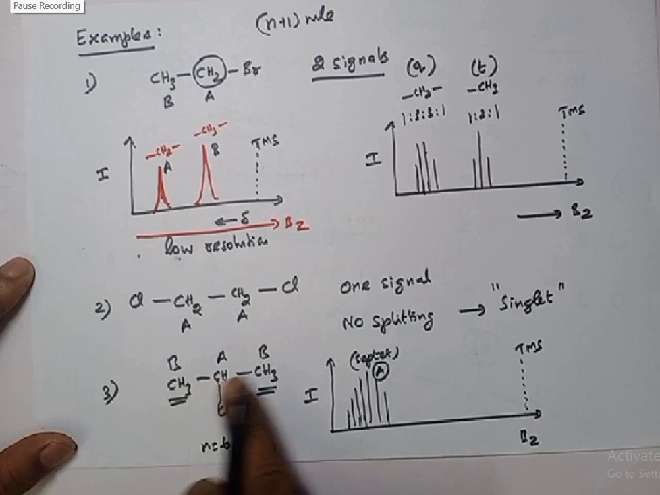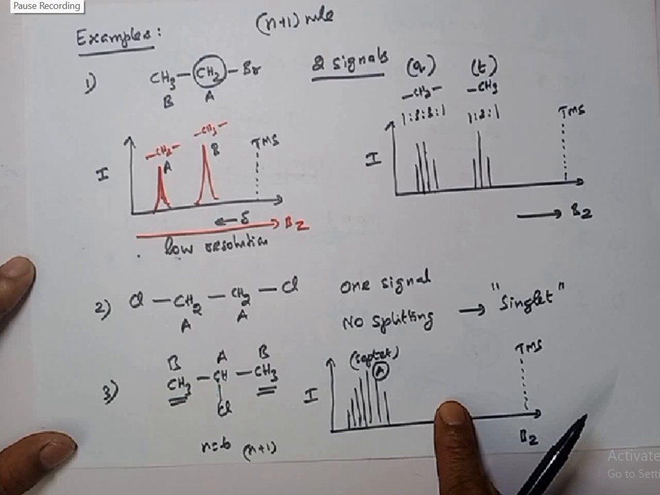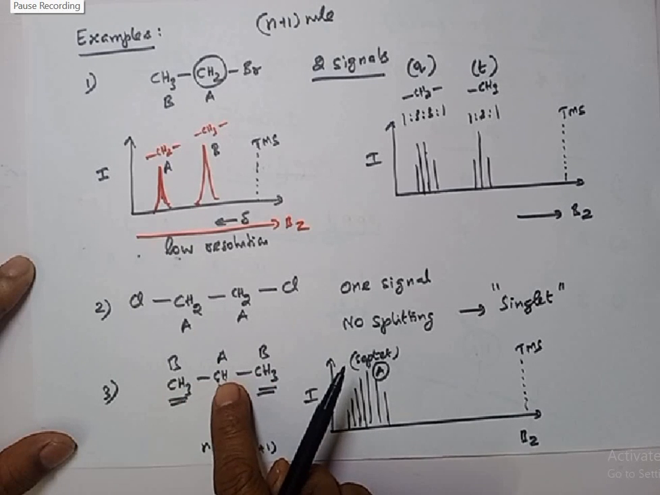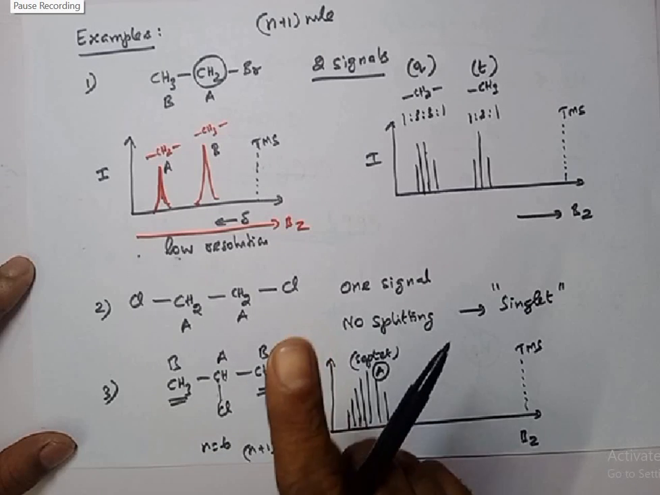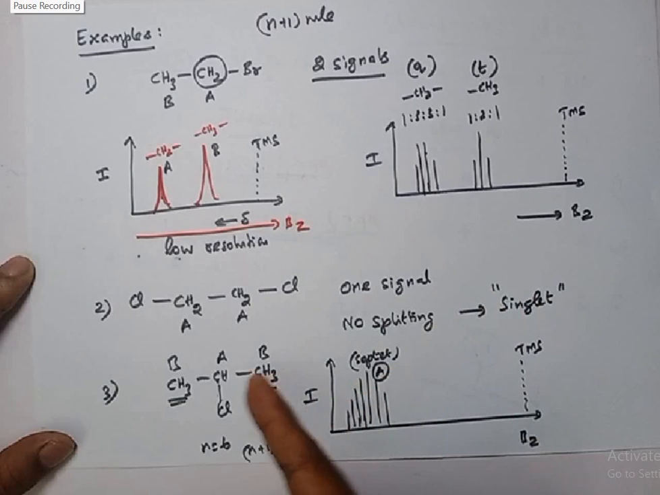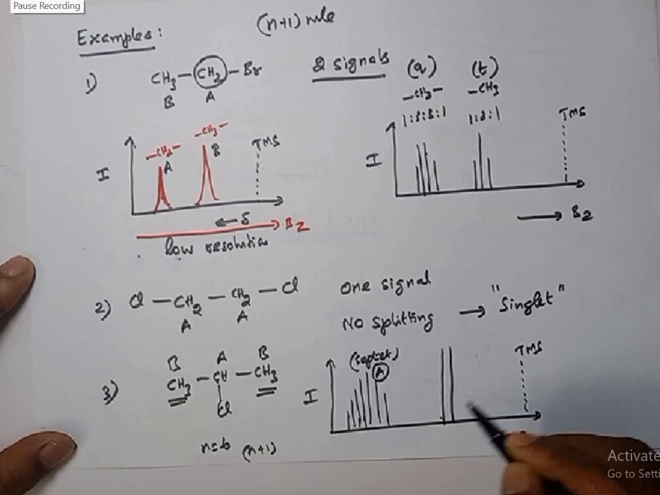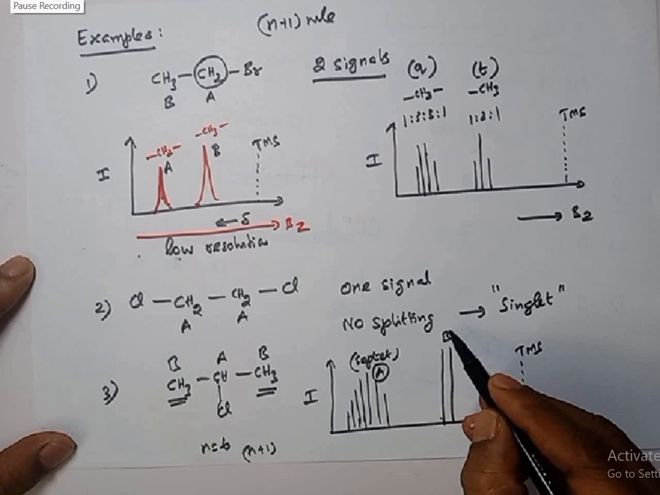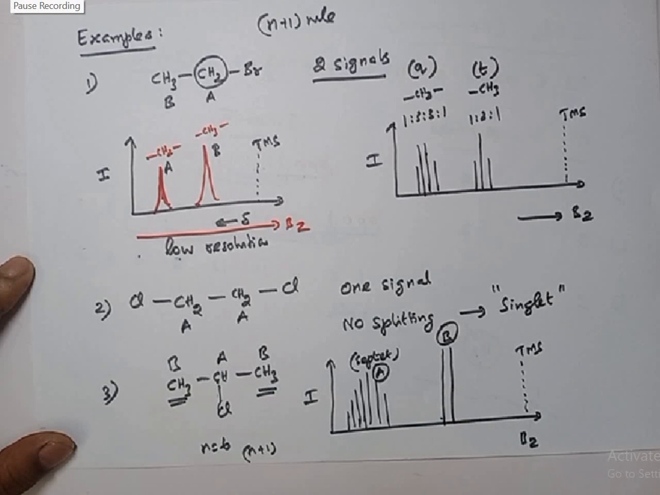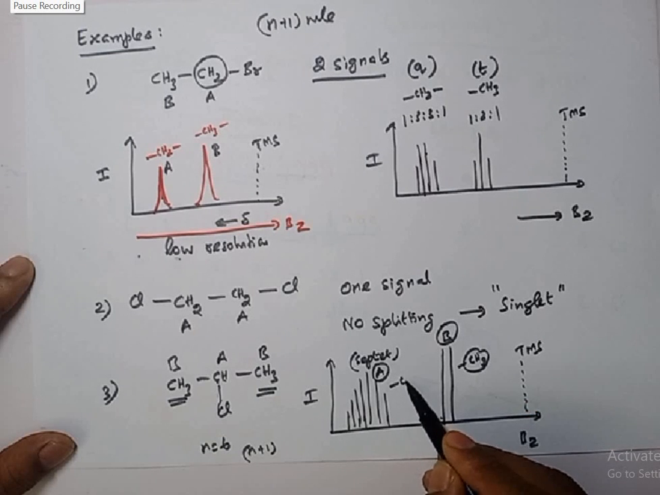And what about B proton? B protons are equivalent. So these 6 hydrogens will give one signal, but that signal is split by the A proton. I have only one A proton. So if I apply the n plus 1 rule, 1 plus 1 is 2. Therefore, the 6 proton signal, that is B proton signal, is split into a doublet with intensity ratio 1:1. This is for CH3 protons and this is for methine proton, CH proton.